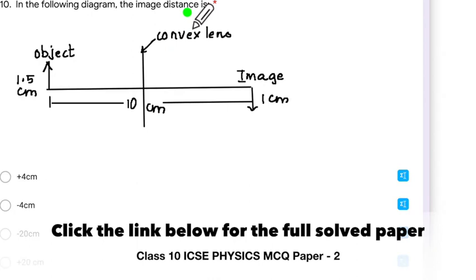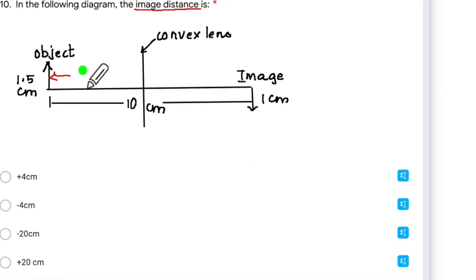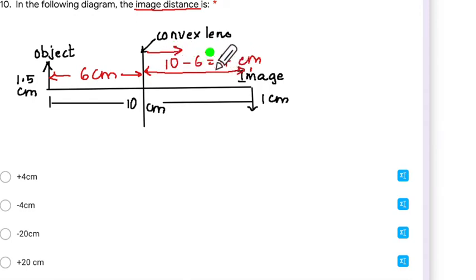Okay. 10th question. In the following diagram, the image distance. Now remember, from here to here we had 6 centimeter, and from here to here, the total distance is 10, so it will be 10 minus 6, which will be equal to 4 centimeter. Now 4 centimeter is on the right side, so it's going to be positive with sign convention. Positive 4. Where is it? This one is the correct option.